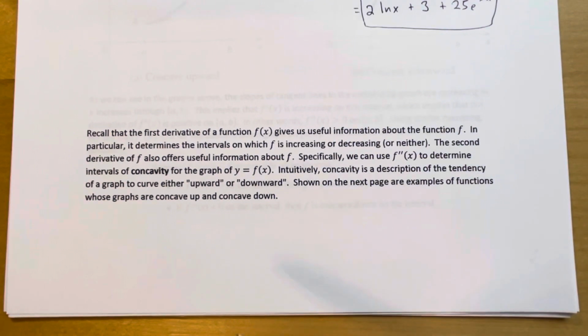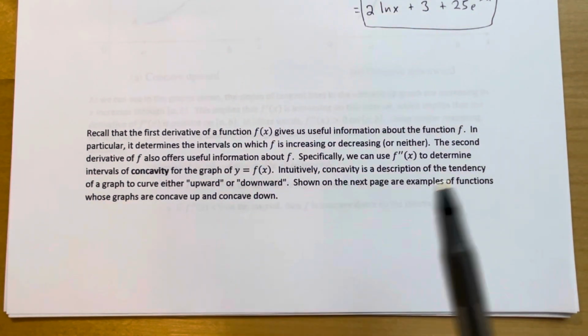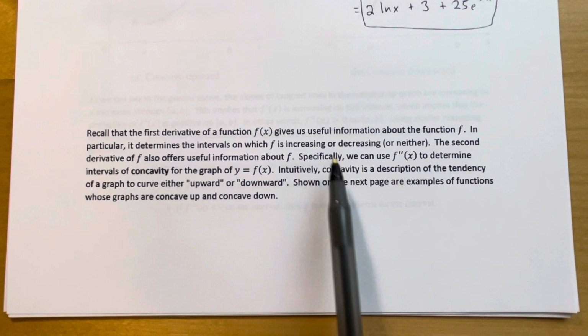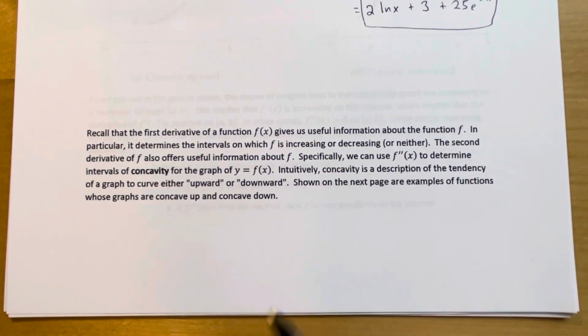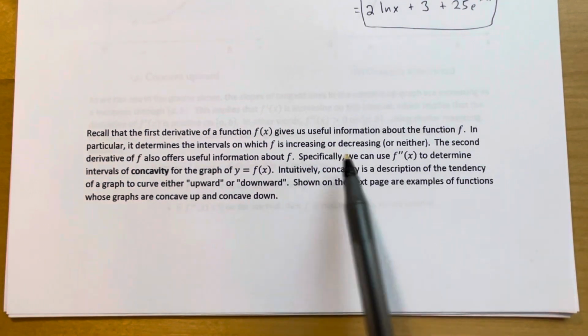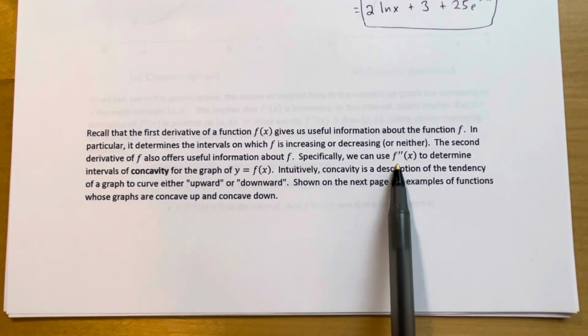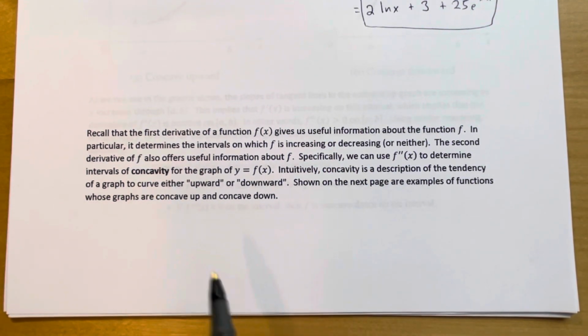From that information, we got the first derivative test, which is a method of determining local maximum and minimum values of a function by using that first derivative. Now what we want to do is shift our focus to the second derivative. What could the second derivative tell us about a function? Well, it turns out that the second derivative is related to a concept called concavity.